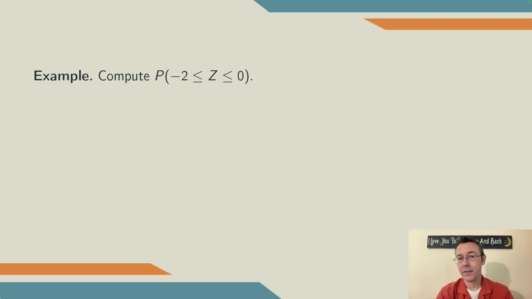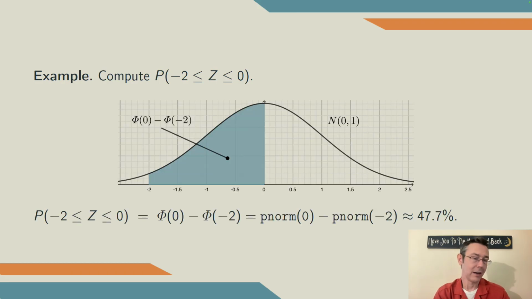Here's another example. You can try this on your own before seeing my solution. Find the probability that z is between -2 and 0. So we're trying to get the shaded area under this graph between z equals -2 and z equals 0. The way we're going to do this is by taking the area to the left of 0, that is the CDF of the standard normal evaluated at 0, and then subtract off the area to the left of z equals -2. So we're going to evaluate the CDF of the standard normal distribution at -2. Using R, we're doing pnorm of 0 minus pnorm of -2. That comes out to be about 47.7%.